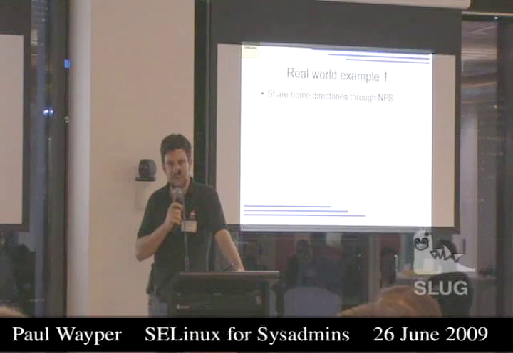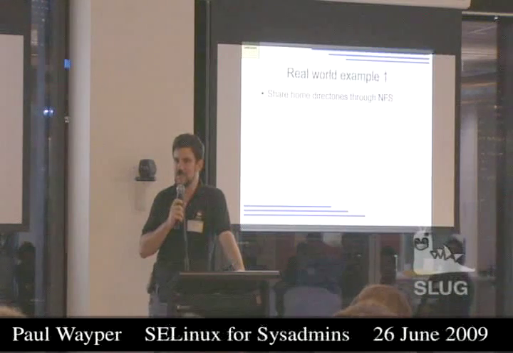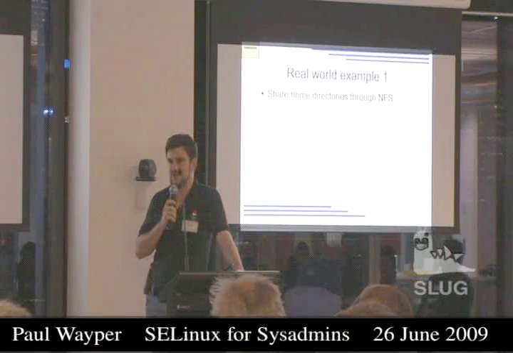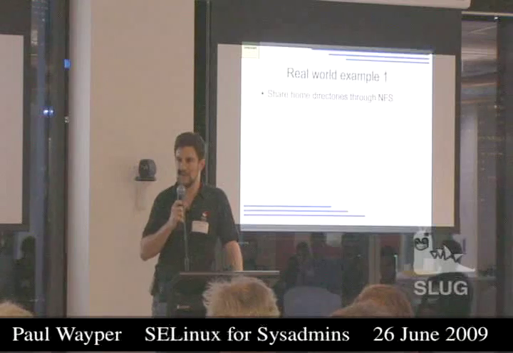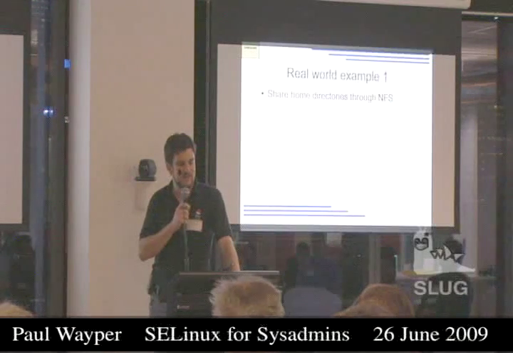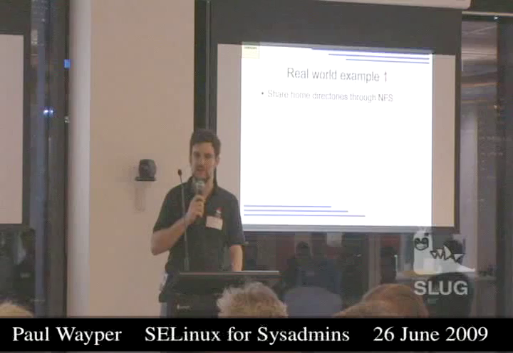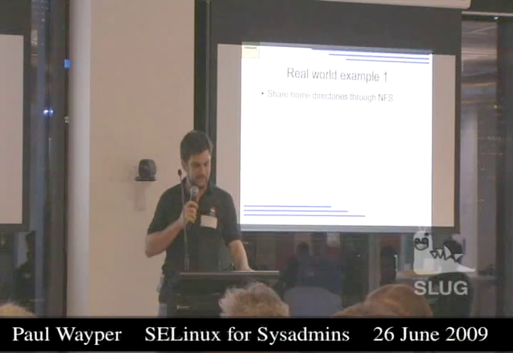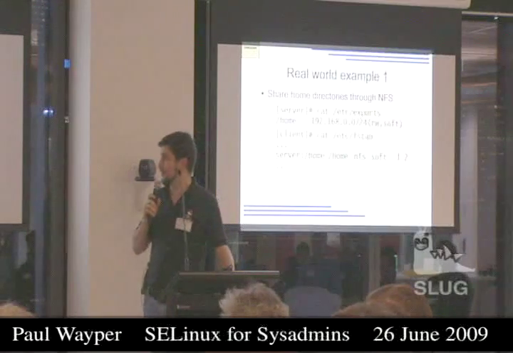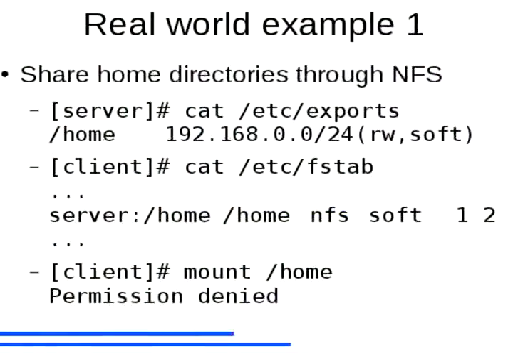So, as an example, if you're wanting to share home directories through NFS, and I have had this happen to me back in the day when I was running on an UltraSPARC 5, and it was faster than using the local disk. That's how awesome the SPARC 5 was. So on the server we have some export of home. On the client we've got it mounted, written up in fstab, and we go mount home: permission denied. Okay, curse.